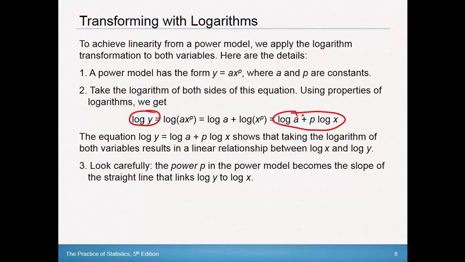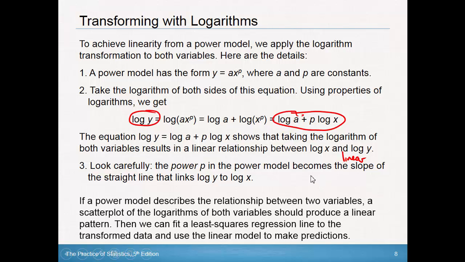And now there's a linear relationship between log x and log y. So for a power model, log x and log y are linear. And that p is the slope of the straight line that links those two logs. So we don't have to guess at it. We don't have to figure out, is this squared, is this cubed? We're given it now when we do our linear regression. And we can use the least squares regression line to transform data and get the rest of our information and to predict other y values or x values.